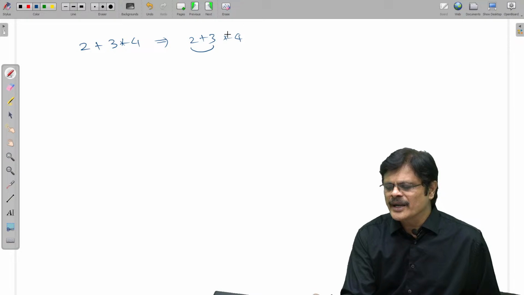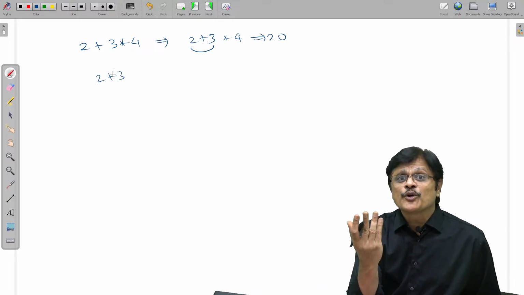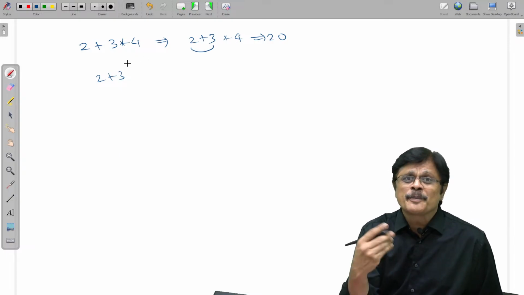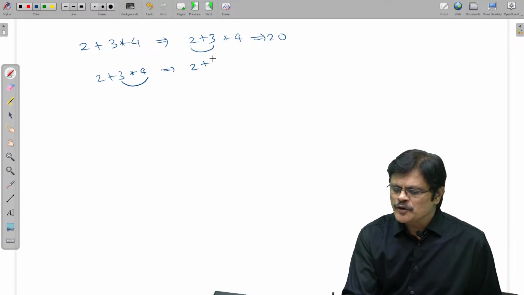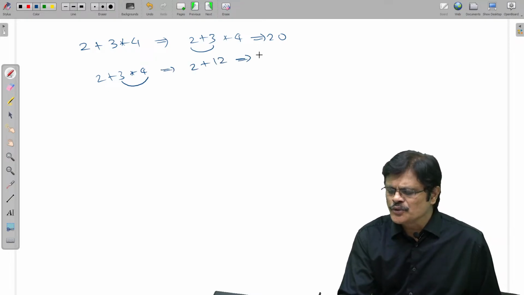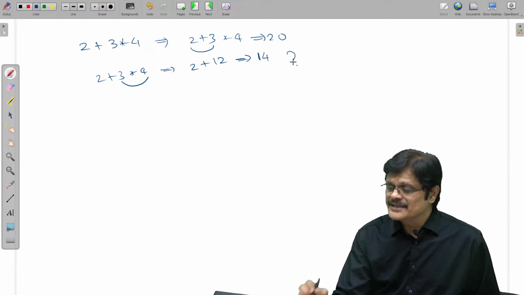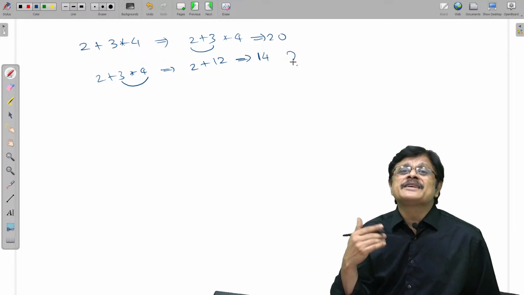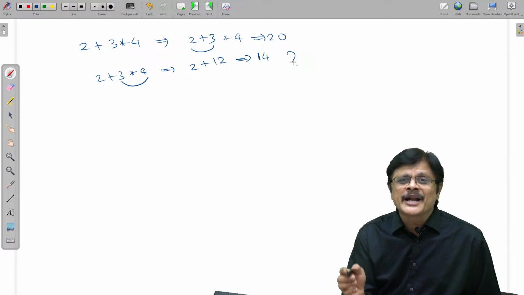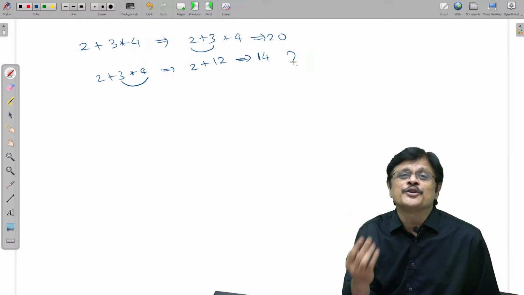So in this case 20 is the expected result. That is if there are no precedence rules. Or first you can do 3 into 4, which is 12, and that is added to 2, so the result is 14. Now tell me which one is correct. If you want to know which one is correct, you need to understand the precedence rules: which operator needs to be evaluated first and which next.